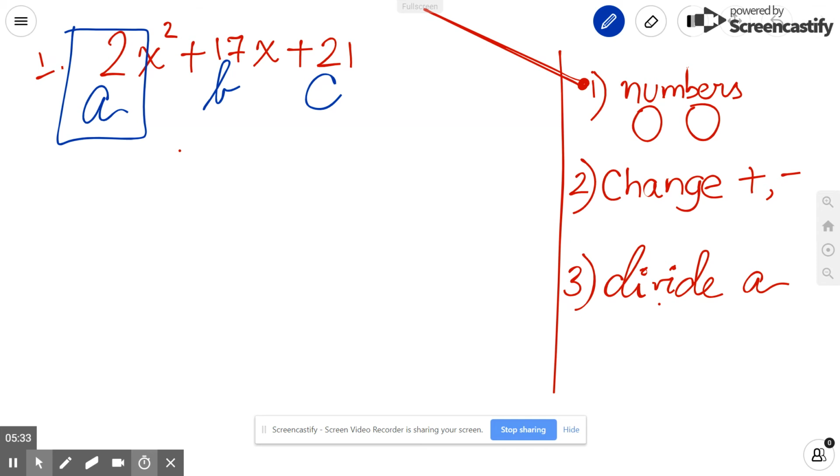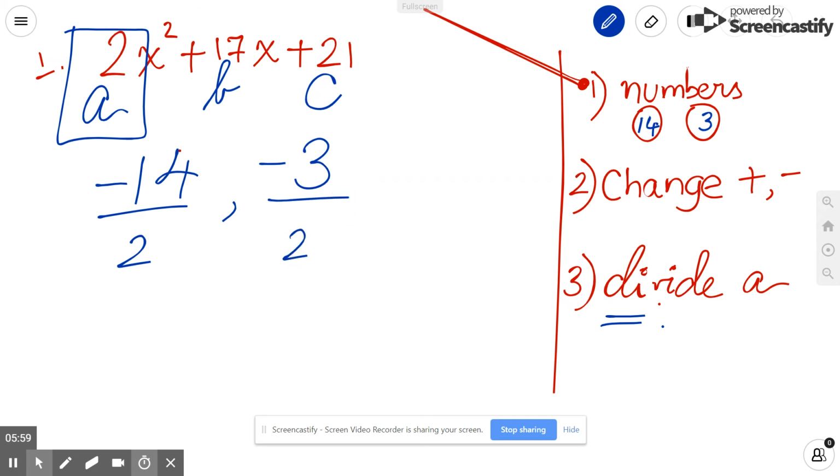Now let us go with the trick method. You remember in the last page we had 14 and 3 as our numbers, correct? So I list out my numbers 14 and 3. My next step is I change their sign. So as you can see, they were both positive. I change them to negative. My step 3 is going to be divide by a. So divide by a. What is a here? 2. So I divide both of them by 2. I got negative 7 and negative 3 by 2.